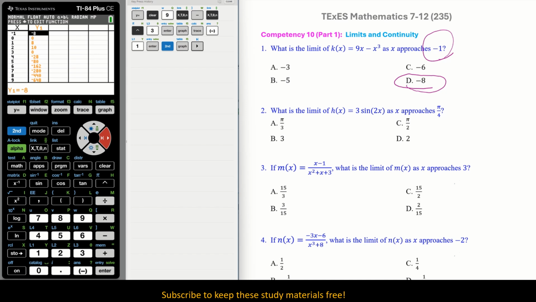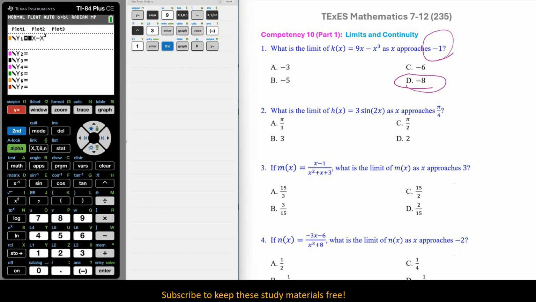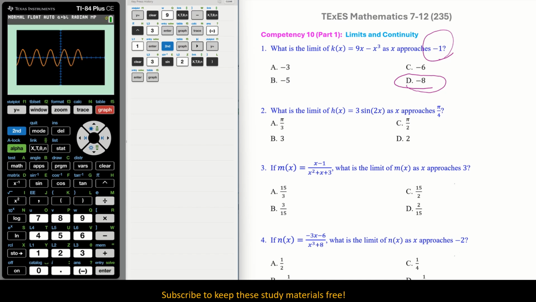So let's read number 2. What is the limit of h of x equals 3 sine 2x as x approaches pi over 4? Okay, so let's go back to our y equals. Let's clear that out. 3 sine 2x. I'm going to push enter. All right, good.